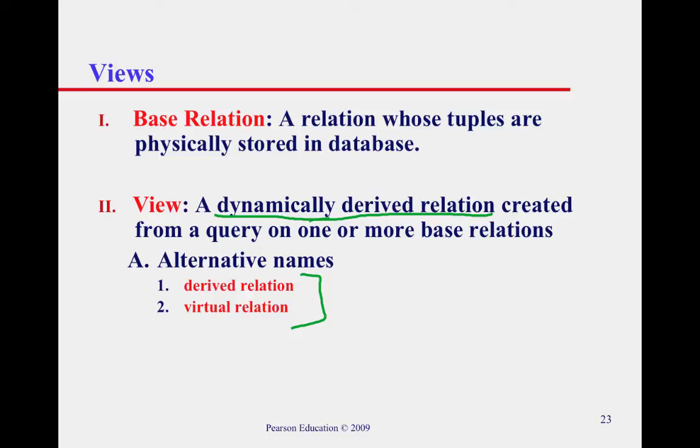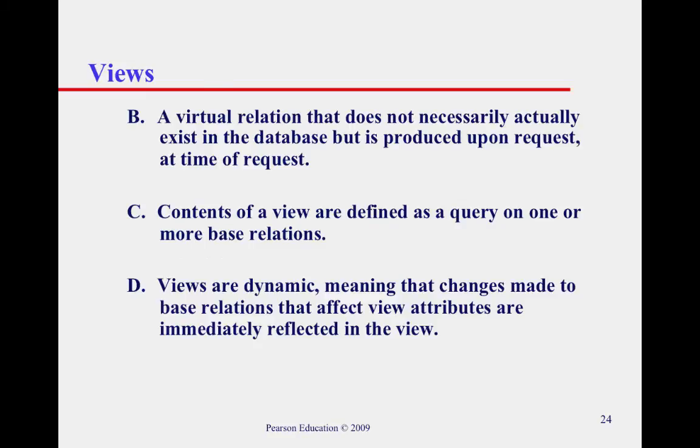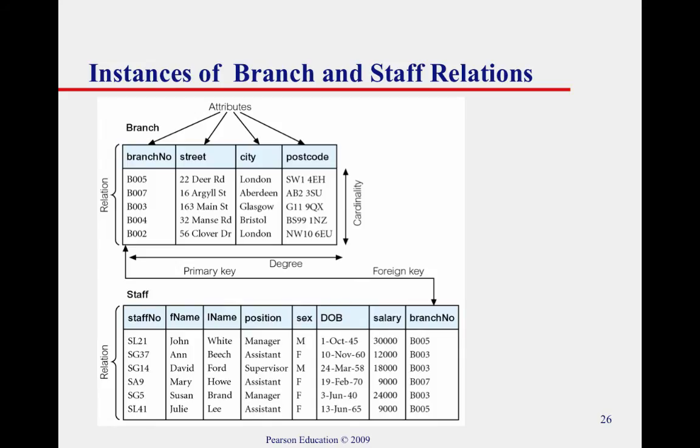Now, in order to create this view, I'm going to have to look at both the branch relation, let's see if I have it here, there we go, and the staff relation, because from 163 Main Street, I can get that the branch number is B003, and then using B003, I can find the salaries of all staff who make between 50 and 100,000.